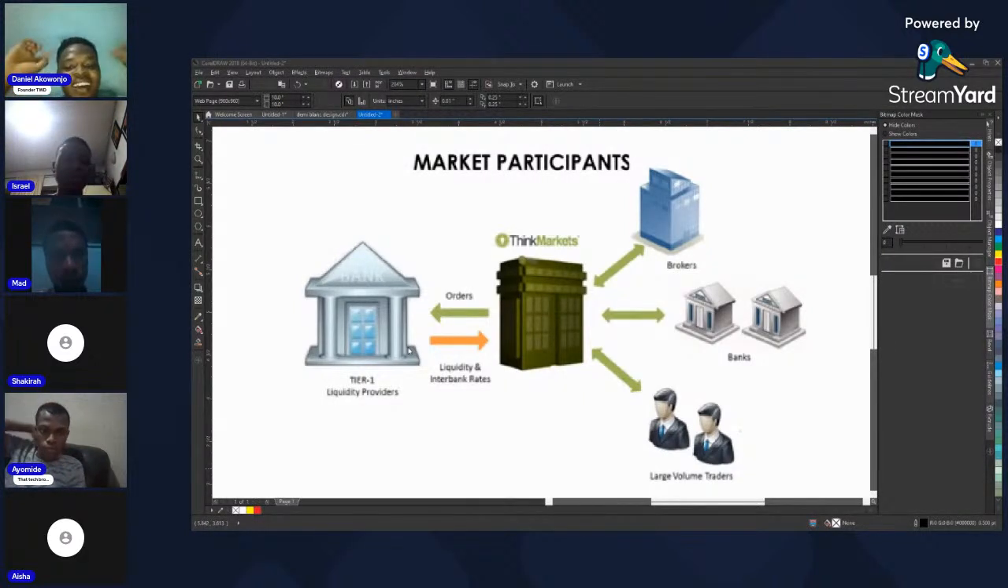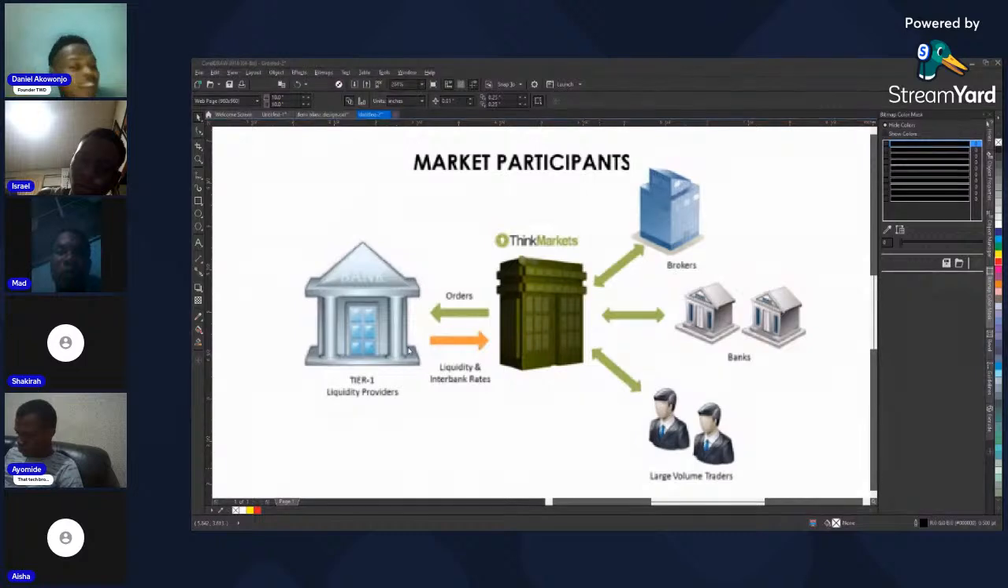The people who can move the market are the large volume players trading billions of nairas, or billions of dollars, or pounds, or Japanese yen. They are the very first people that can easily move the market. The second that can move the market are banks.